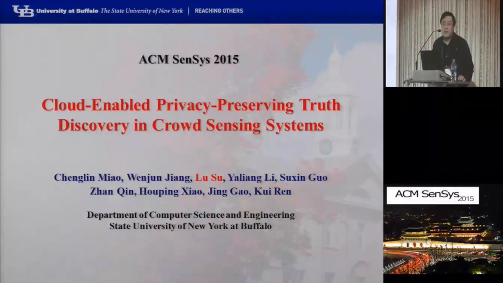And the second paper, unfortunately, is also about truth discovery in cloud sensing systems. But this paper studies a totally different issue about truth discovery. The title of the paper is Cloud-Enabled Privacy-Preserving Truth Discovery in Cloud Sensing System. Still a joint work with my students and colleagues, Chenglin Miao, Wenjun Jiang, Yaliang Li, Suxin Guo, Zhan Qin, Houping Xiao, and Professor Jing Gao, and Professor Kui Ren.